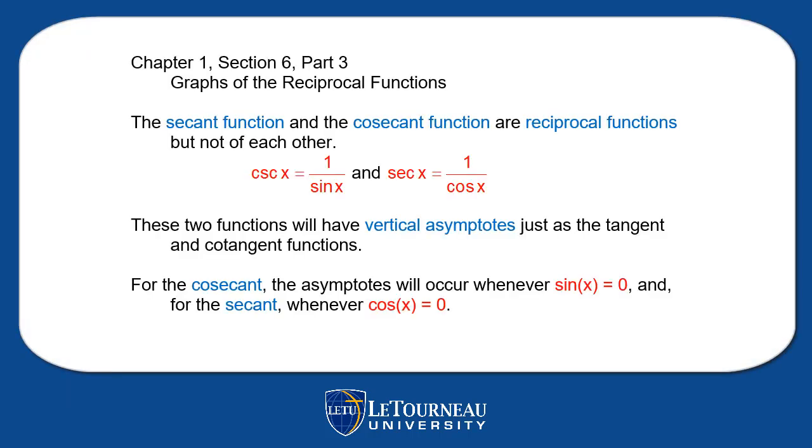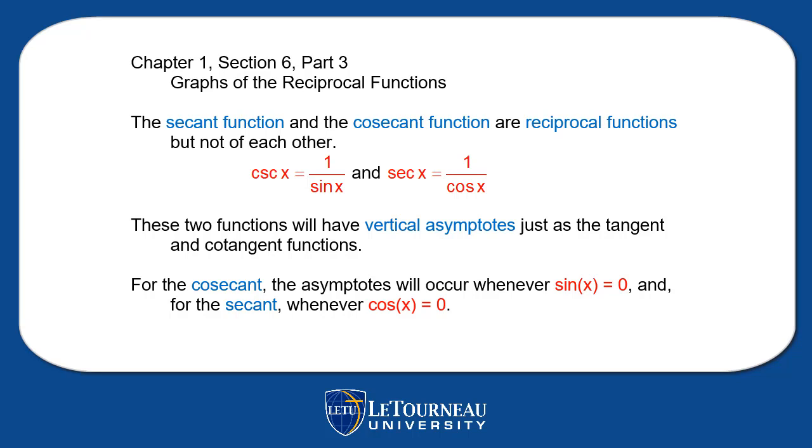Let's look at the graphs of the reciprocal functions. Remember that secant and cosecant were reciprocals. The cosecant is the reciprocal of the sine, and the secant is the reciprocal of the cosine. These two functions will have vertical asymptotes, just as the tangent and cotangent functions do.